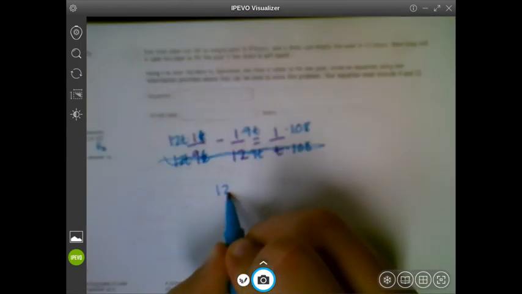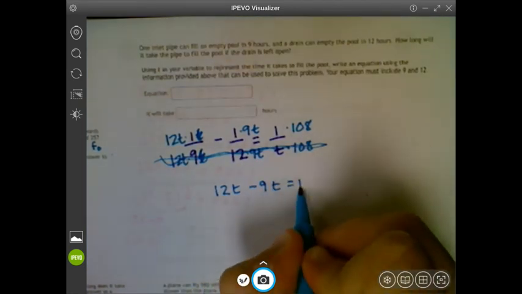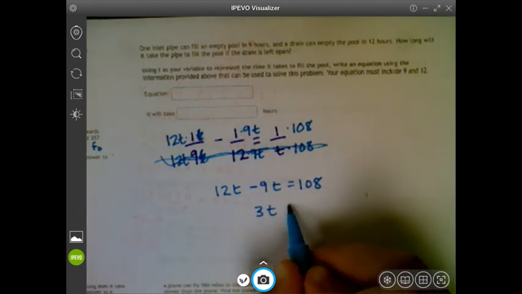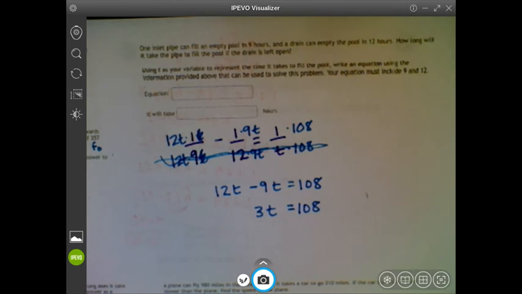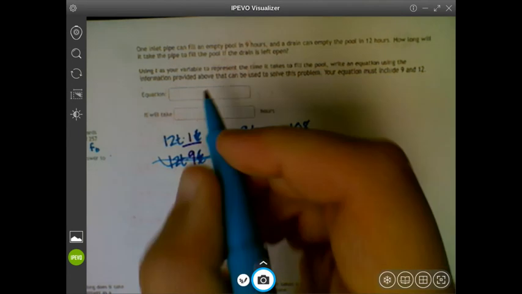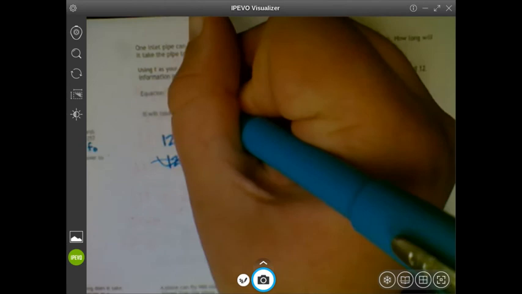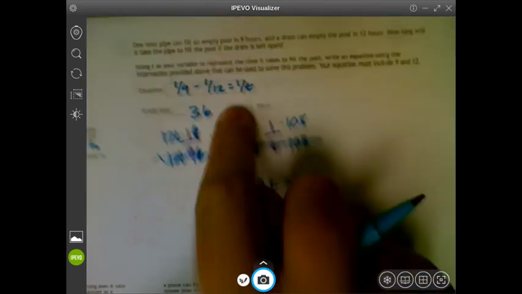So we'll have 12T on the first one minus 9T on the second one equals 108. 12 minus 9 is 3. So 3T is 108. So 108 divided by 3 is 36. So it's going to take 36 hours for this to happen. So your equation was 1 over 9 minus 1 over 12 equals 1 over T, 36 hours.